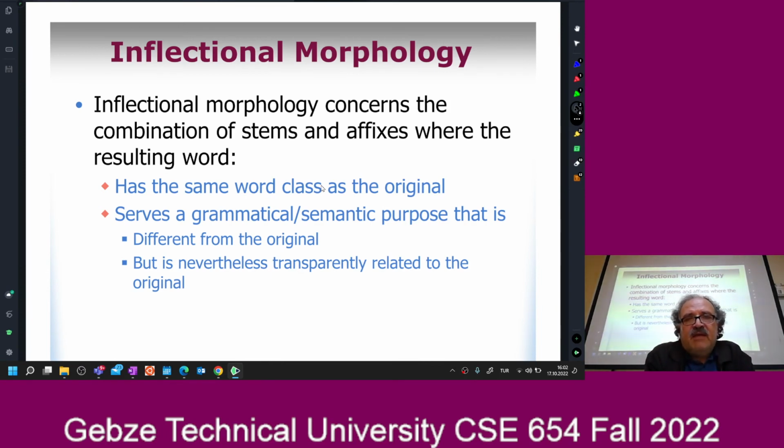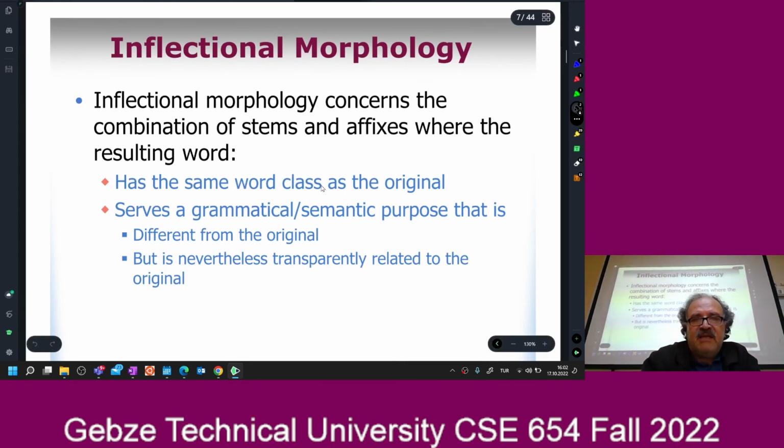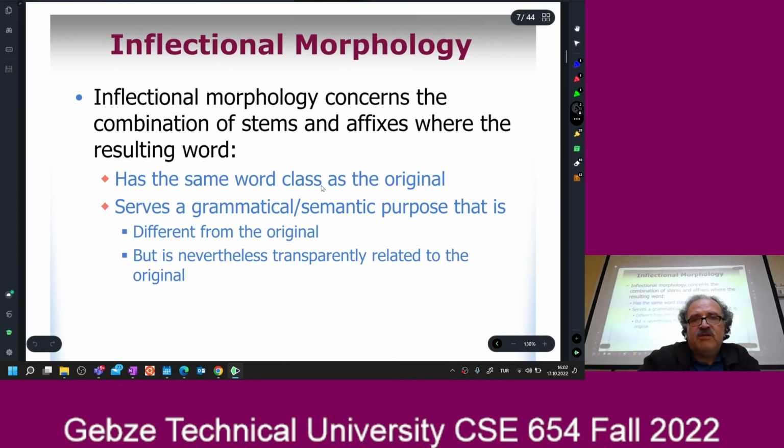Okay? Inflectional morphology, çekim morfolojisi. Okay? It concerns the combination of stems and affixes. The resulting word has almost the same meaning. Okay, the meaning did not change. Kitap and kitabı and kitabım and kitapları, they have the same stem and their meaning is the same. And why do we have inflectional morphology? It serves a grammatical and semantic purpose. Okay.